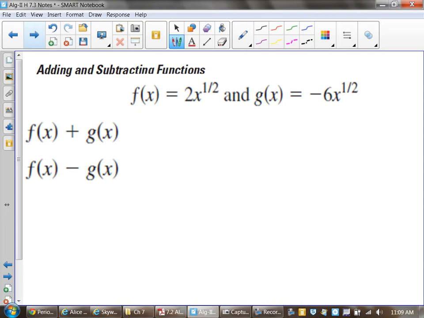So when I start this, and I want to figure out what f of x plus g of x is, again, all I have to do is just rewrite down what f of x is, what g of x is. So f of x is 2x to the 1/2, and g of x is negative 6x to the 1/2. Now think about the rules of combining like terms. Do those guys have the exact same variable and exponent? Yes. Can I add them together? Yes. What's 2 plus negative 6? Negative 4x. Good. And your answer is negative 4x to the 1/2. And I'm done.